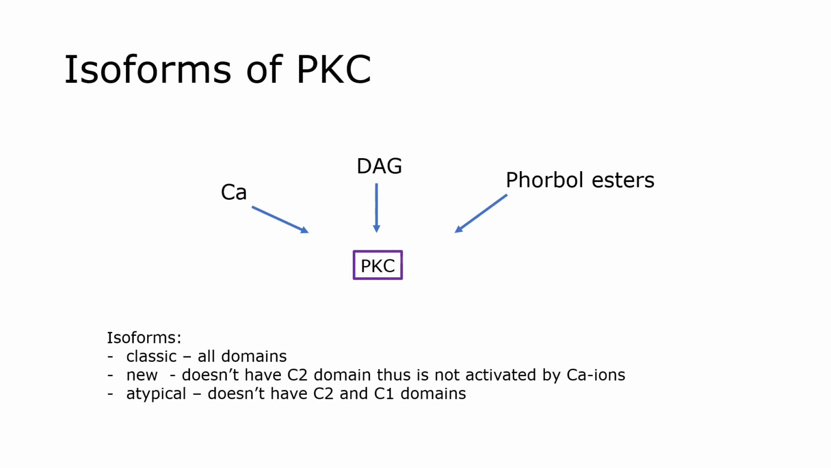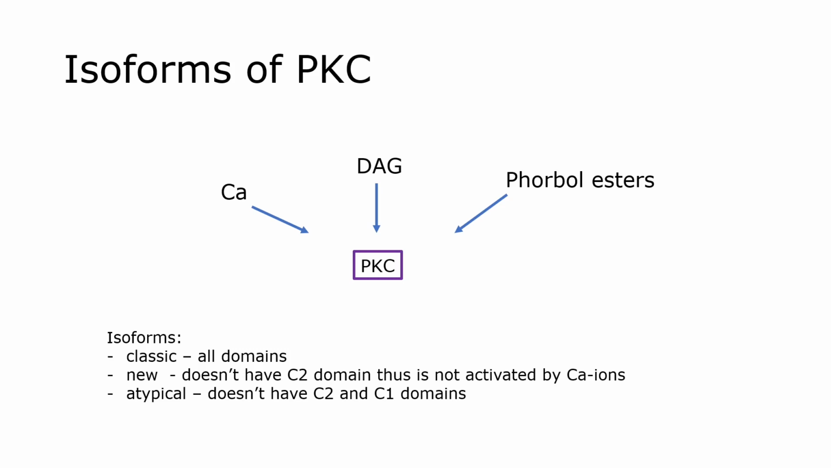Also, there are three isoforms known for protein kinase C, and as you see, three types of compounds are used to activate classic protein kinase C, which has all domains, and the compounds are diacylglycerol and calcium ions. Also, instead of diacylglycerol, protein kinase C can be activated by phorbol esters.